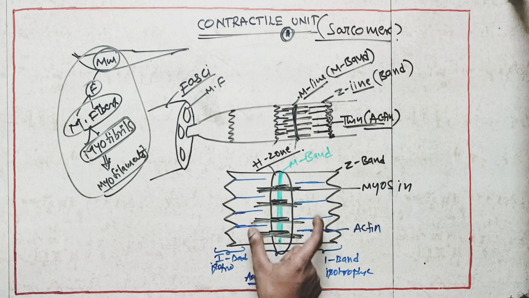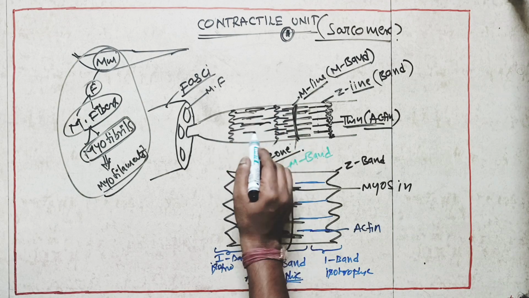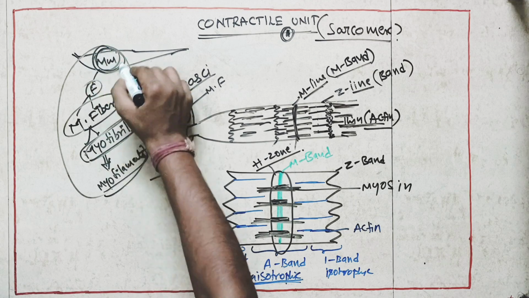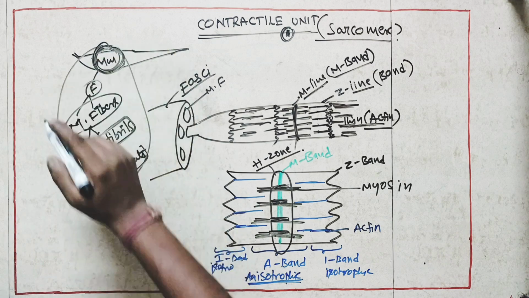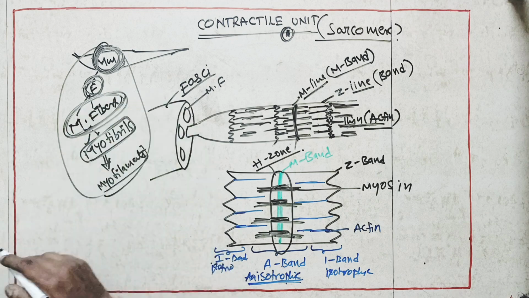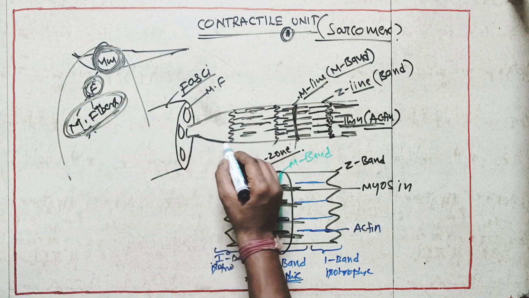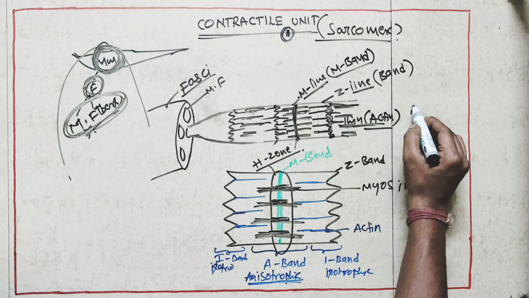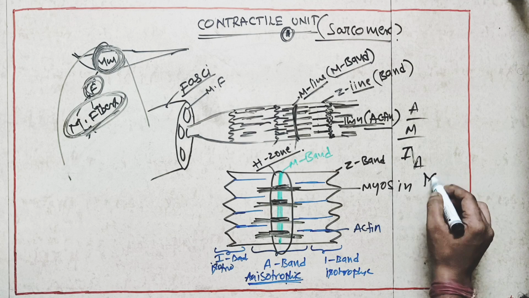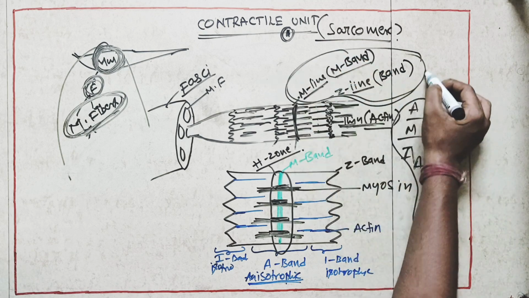This is one sarcomere. Same like that, here we will have one more sarcomere, and here again one more, and here also another sarcomere. So in the muscle, the fascicle will be there, and inside the fascicle the muscle fibers will be there. If we take one muscle fiber, it will have actin, myosin, I band, A band, M band, H zone, Z band. So these structures we'll see in the sarcomere.